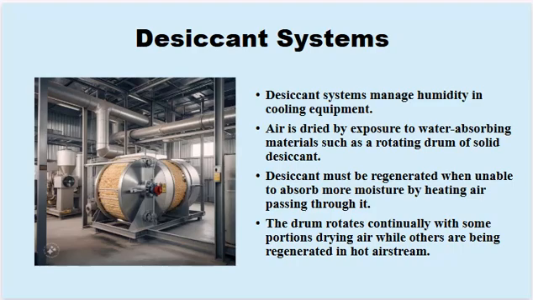Once the desiccant becomes saturated with moisture, it needs to be regenerated. This is achieved by heating the air that passes through the desiccant, which releases the trapped moisture back into the environment. A unique feature of desiccant systems is their continuous operation. The rotating drum allows part of it to dry incoming air while another portion is exposed to hot air to release the moisture.